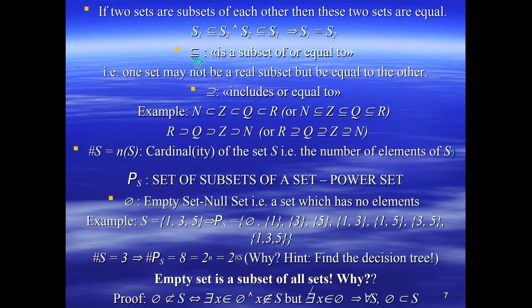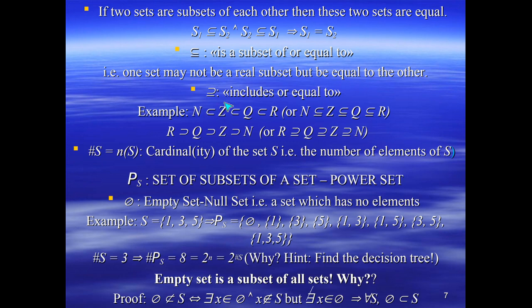So, this sign is pronounced as is a subset of or equal to, like less than or equal to, but this is in set theory, is a subset of or equal to. It's included or equal to, you can say as well. That's to say, one set may not be a real subset, but be equal to the other as well. We don't exclude the situation of equality. And the inverse of this sign, the other way around, means includes or equal to. S includes or equal to T, for instance.